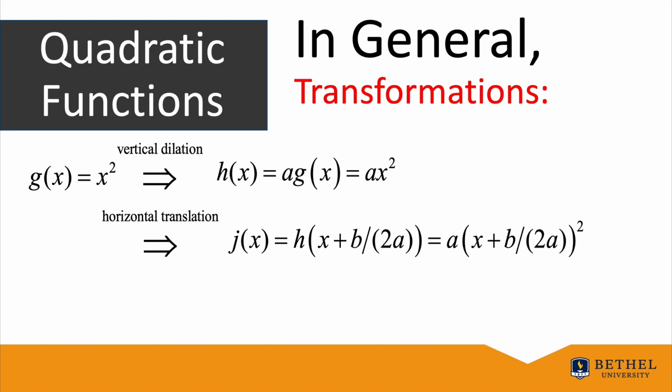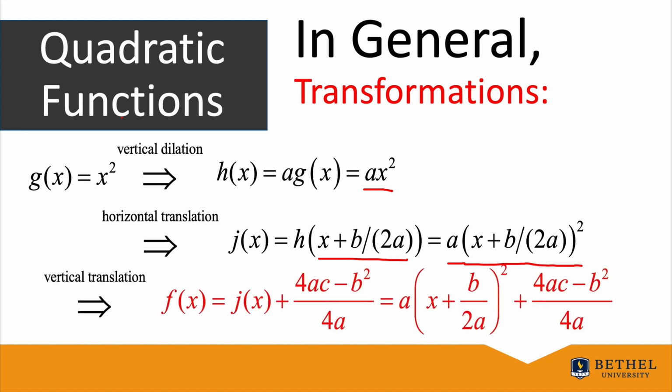Next, create a function j of x from h by replacing x with x plus b over 2a. Because h of x equals ax squared, that means j of x equals a times the quantity x plus b over 2a squared. This is a horizontal translation. If b over 2a is negative, it's a translation to the right because adding a negative number is the same as subtracting a positive number. And if b over 2a is positive, it's a translation to the left. In either case, the amount of the translation is the absolute value of b over 2a.